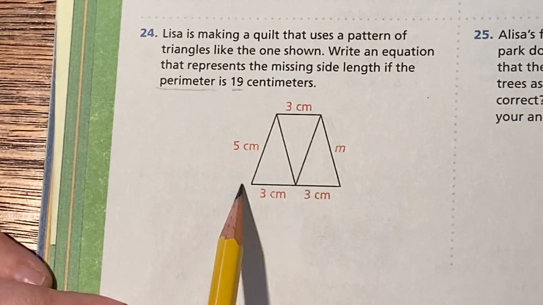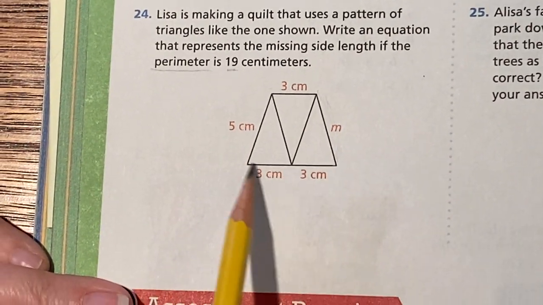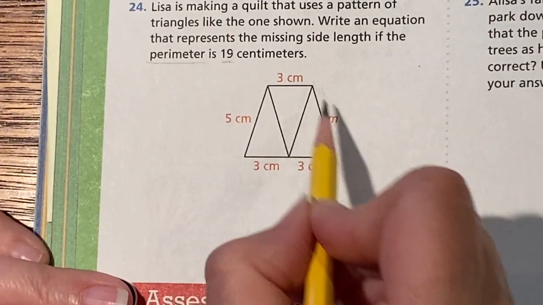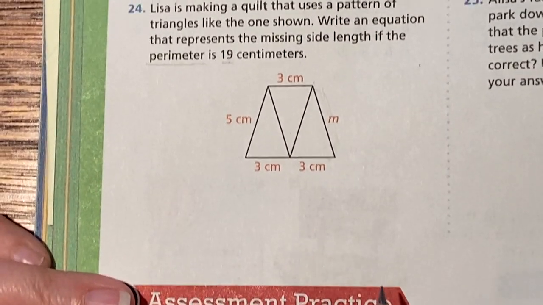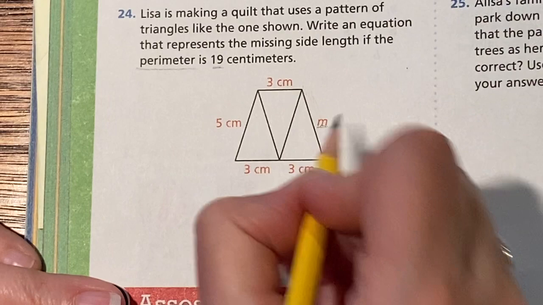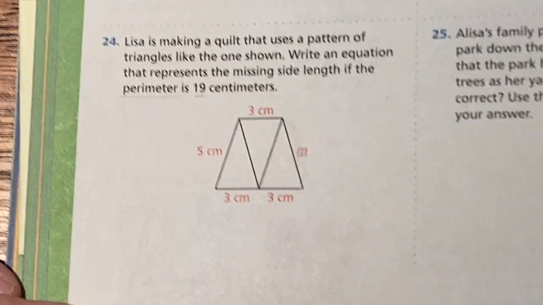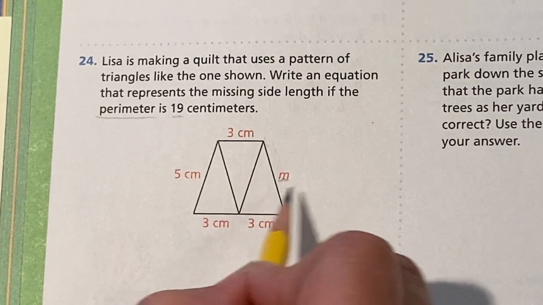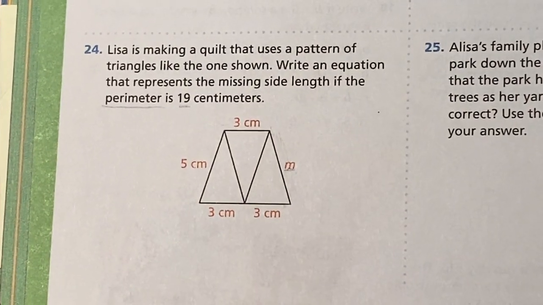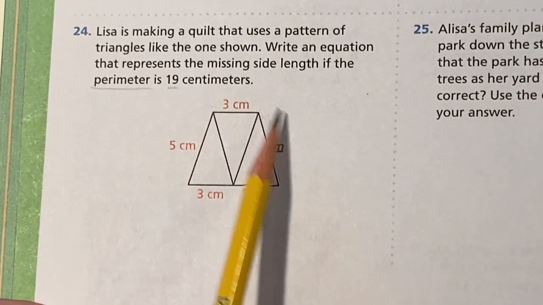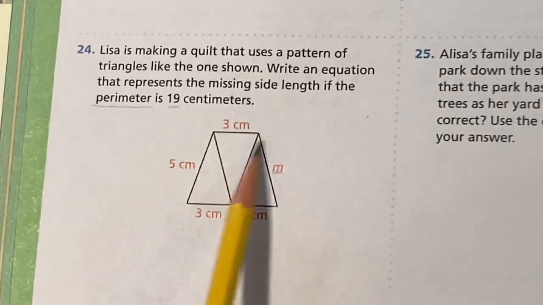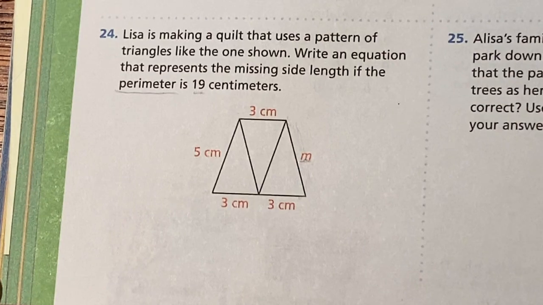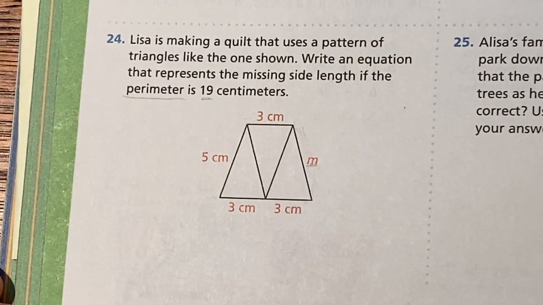Remember, perimeter is the distance around a shape. And there's only one side here that doesn't have a measurement. M is the variable that's standing in for that missing measurement. So how can you figure out what that is? If you know the perimeter is the distance around, so the length of all the sides, and the total is 19 centimeters, what should you do to solve that?